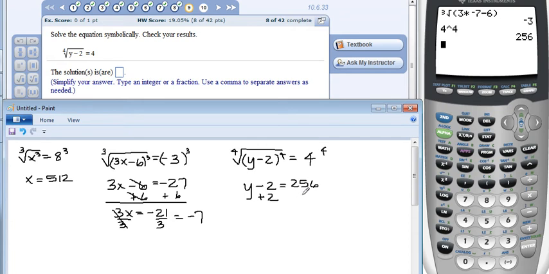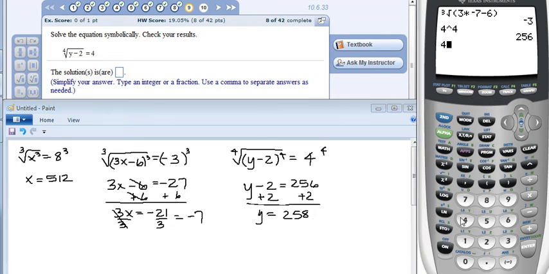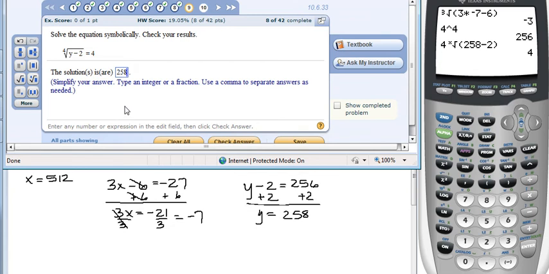I'm going to add my 2 across. So y is 258. Let's check it. Remember, when my index is anything other than a 2 or a 3, I have to hit that first. I go into math, I want the xth root, that's the number 5. I have to open up a parenthesis because that one doesn't do it for me. So I've got 258, because that's what y is, minus 2, and that should give me 4. Okay, perfect. So this is 258. Fantastic.